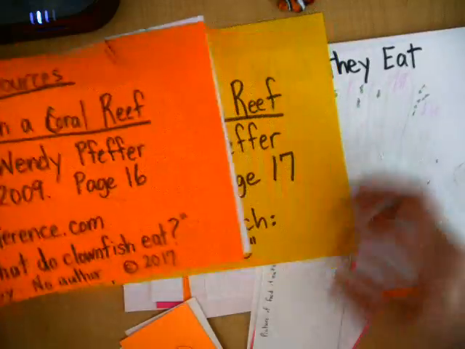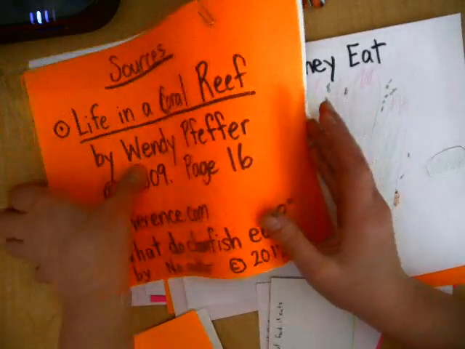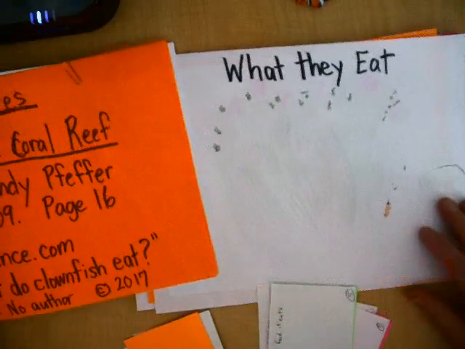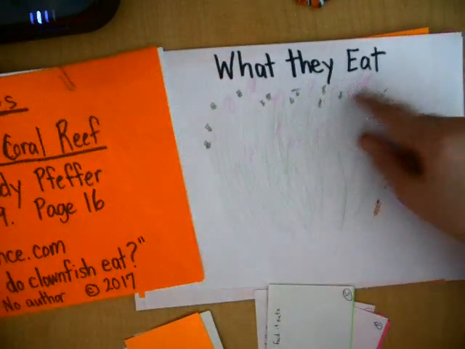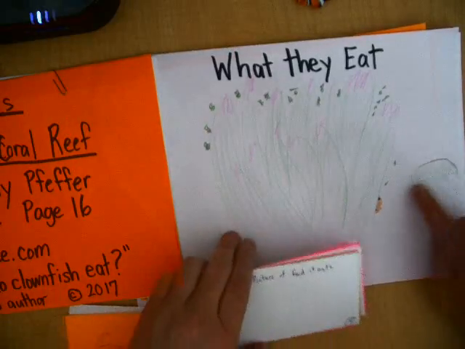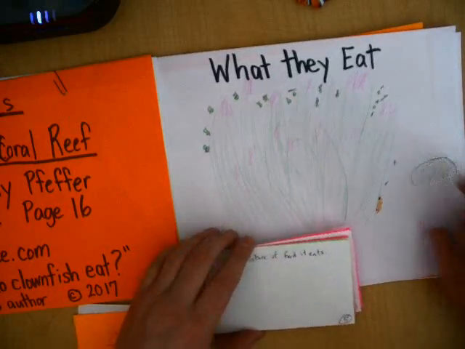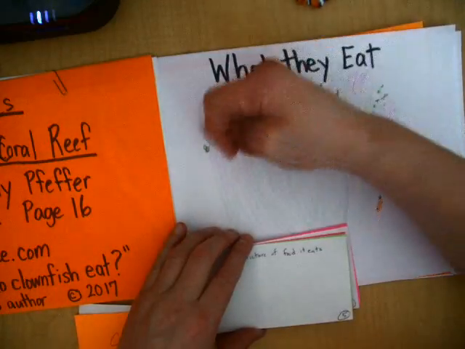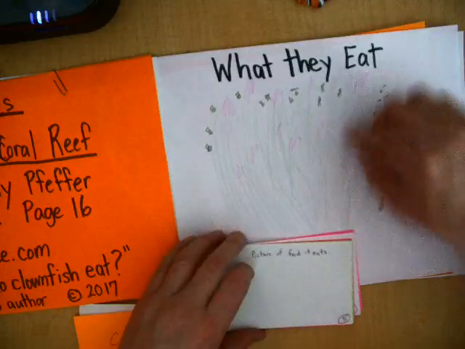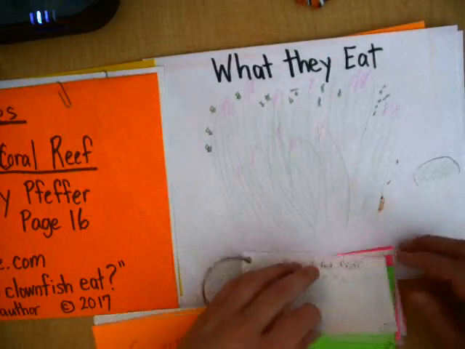Okay, so for your sources, once you get your sources down, or you can do the picture first and then write your sources, I drew the little pieces of things that it eats around there, and I drew a little rock here with algae on it because it eats algae. It eats different kinds of plankton, which are very, very tiny things, so I just kind of drew tiny stuff, and it also eats waste from the sea anemone.